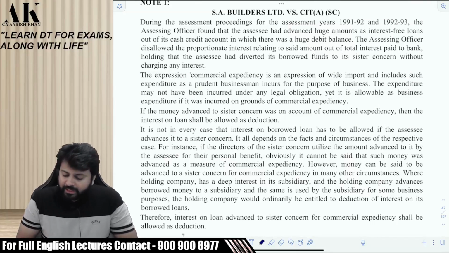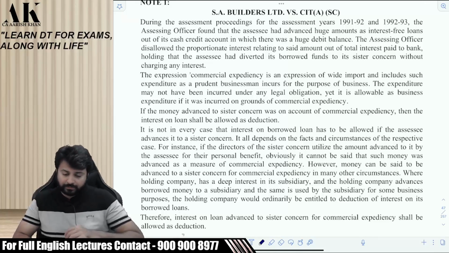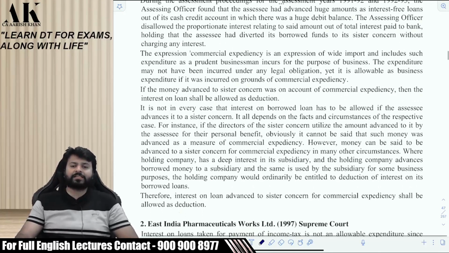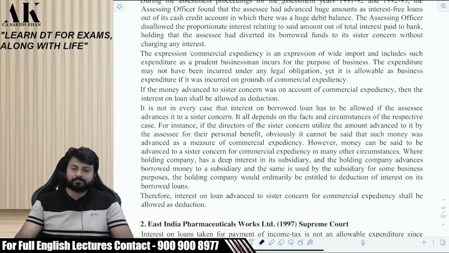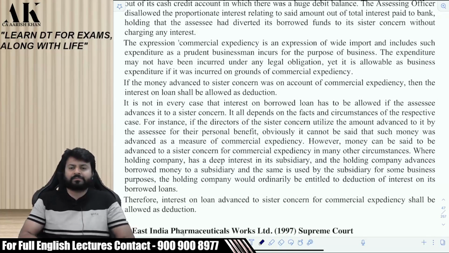During the assessment proceeding for AY 91-92 and 92-93, the assessing officer found that the assessee had advanced huge loans as interest-free loans out of its cash credit in which there was a huge debit balance. The assessing officer disallowed the proportionate interest relating to the said amount out of the total interest paid to the bank, holding that the assessee had diverted its borrowed funds to its sister concern without charging any interest.